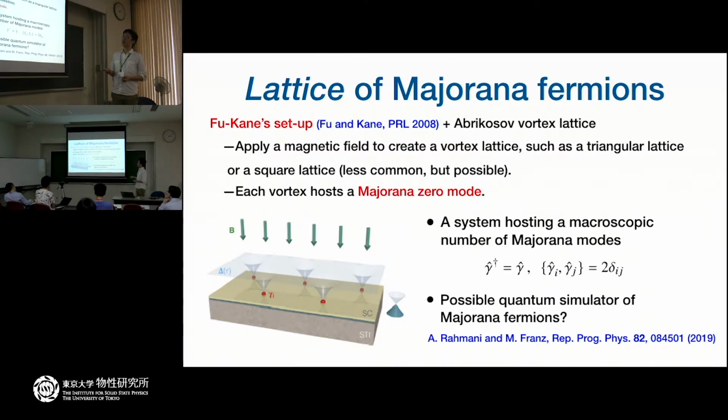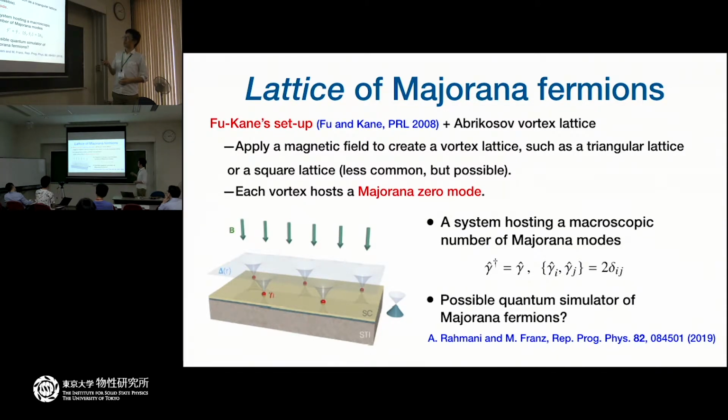By applying a magnetic field, we can have a Majorana zero mode at the core. So that's more or less one possible setup for such a system. Now let's move on to a more exotic idea.